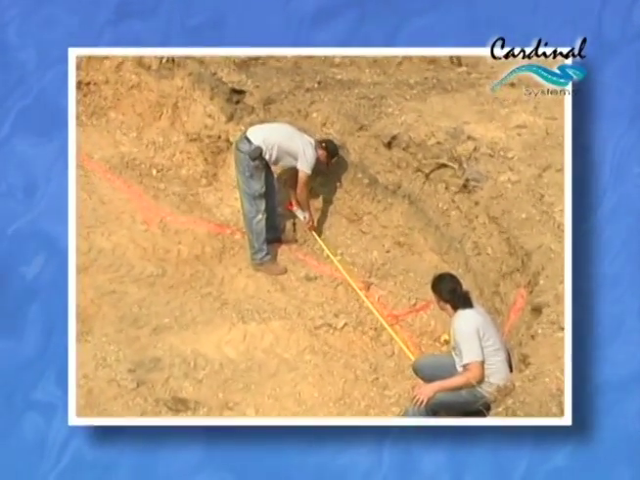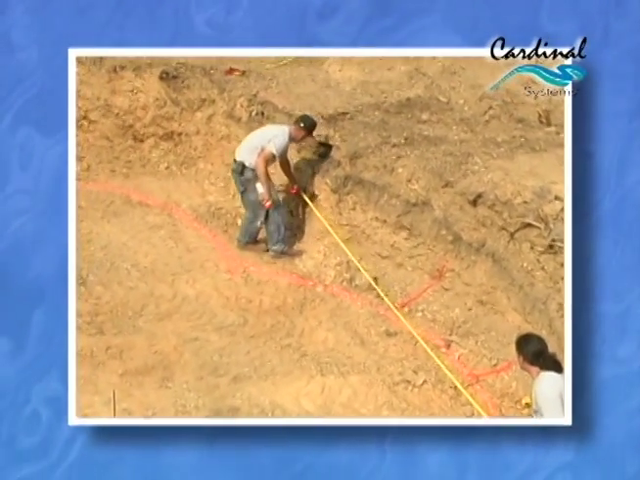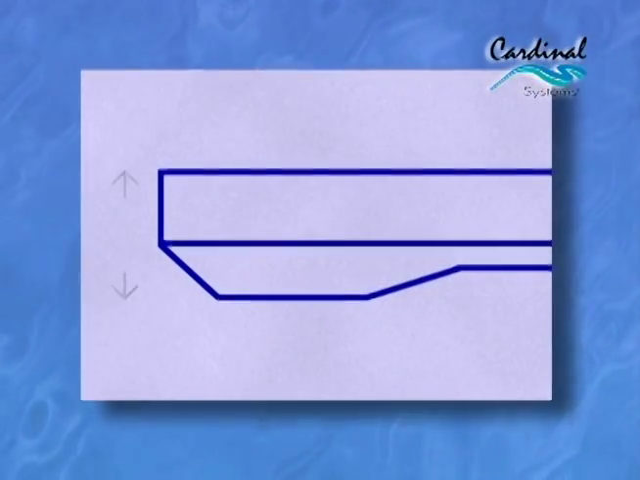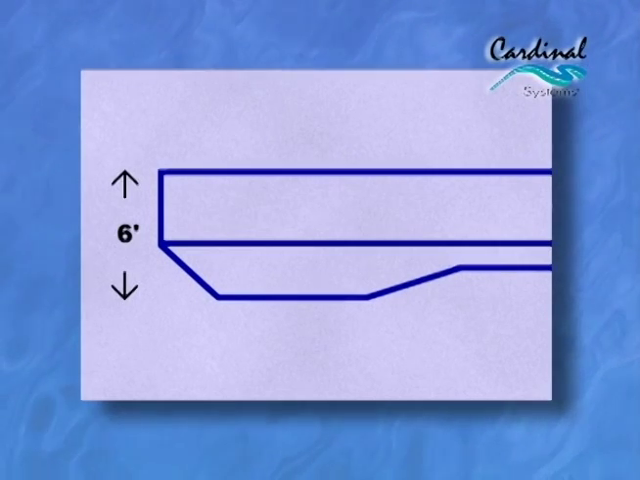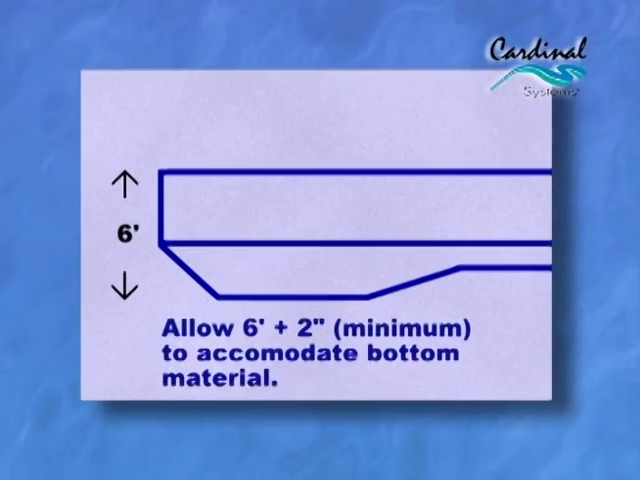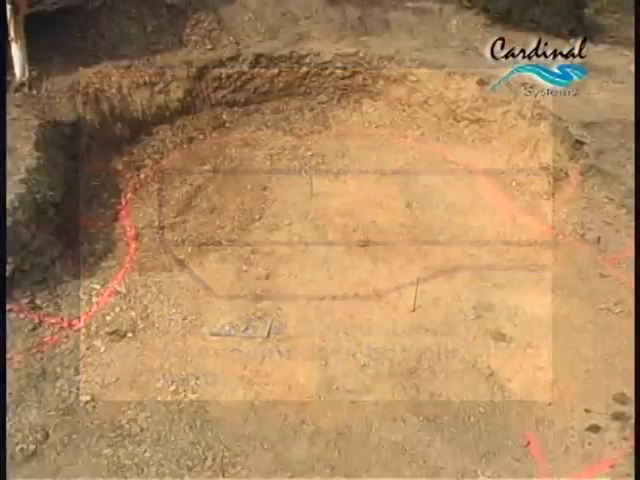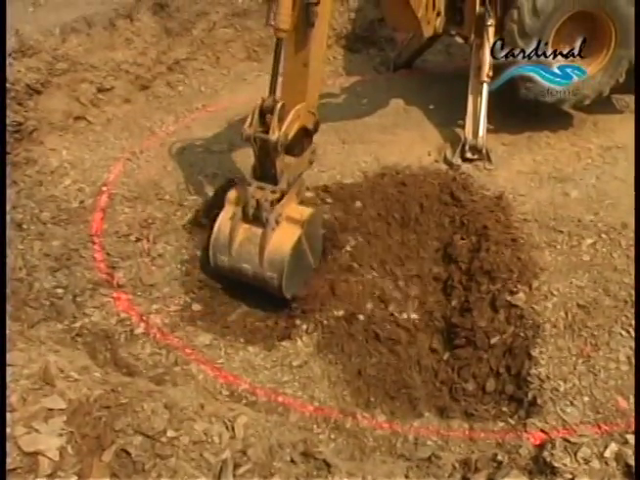Once all markings have been established on both sides of the excavation, you're ready to perform the dig for the hopper and slopes. In this case, the finished depth will be just 6 feet from the top of the panel to the bottom of the hopper. This is a non-diving pool. Be sure to allow a minimum of 2 inches to accommodate bottom material. Check the depth periodically to ensure you're not exceeding the 6-foot limit established previously.